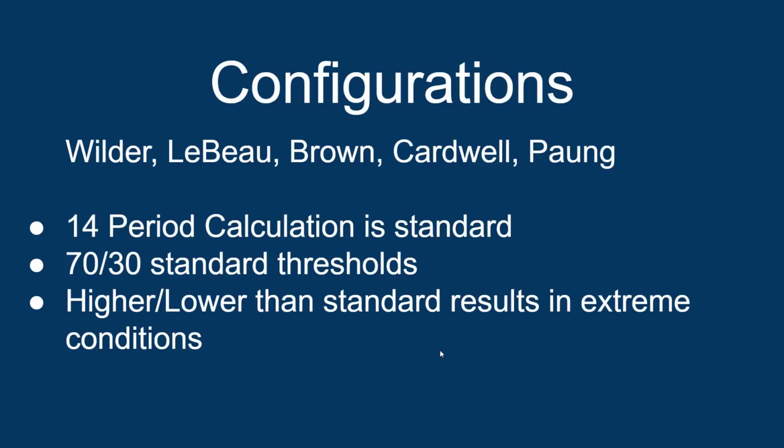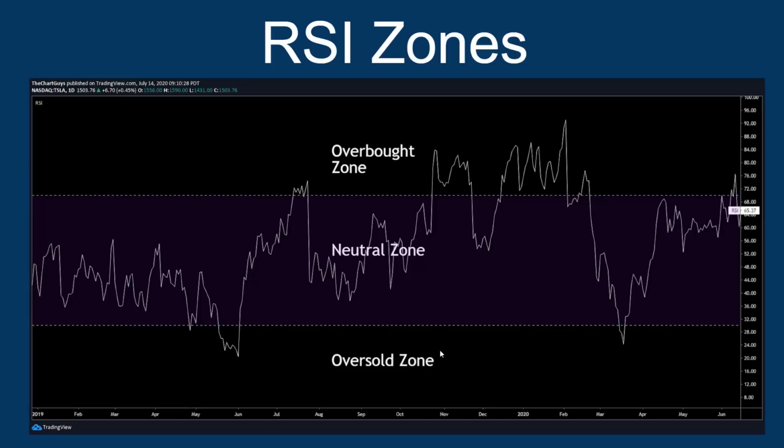Now, the 70-30 is your standard threshold for your RSI. If you have a higher or lower threshold, meaning you have an 80 RSI indicating overbought or you have a 20 RSI indicating oversold, those are going to filter out a lot of not necessarily false signals, but they are going to give you alerts and indicate that results are in far more extreme conditions. A 20 oversold RSI is far more oversold and far more uncommon than a 30 oversold. So also something to keep in mind as you are learning and adapting and using the RSI in your own toolkit. This is what your RSI zones look like.